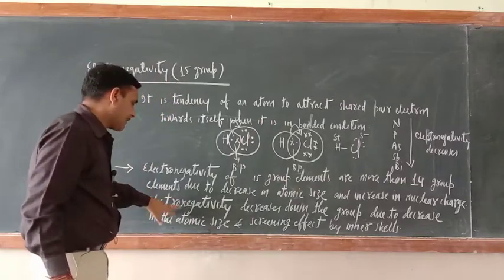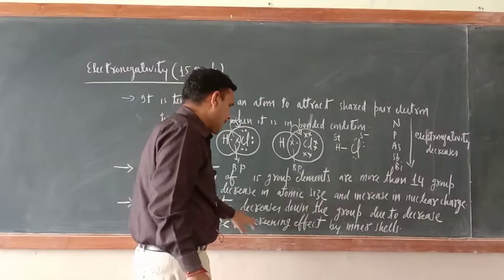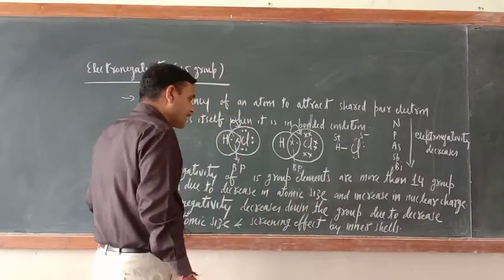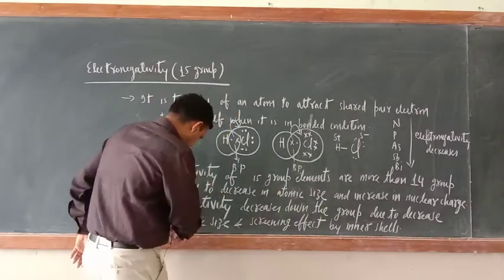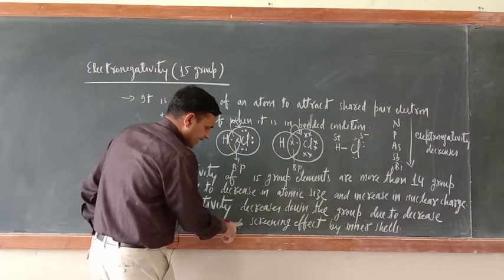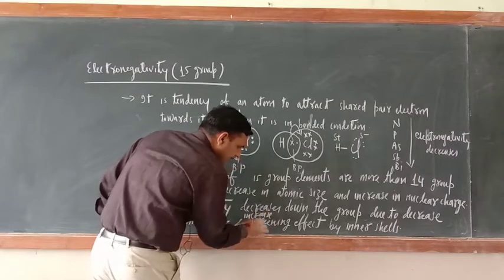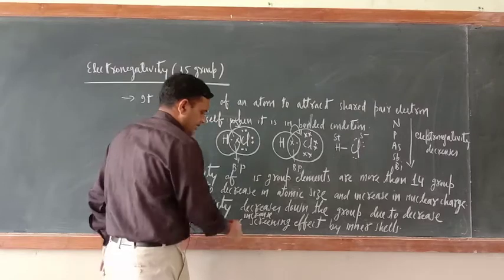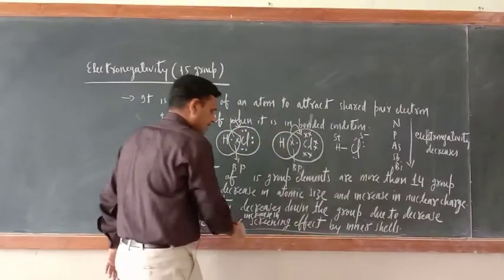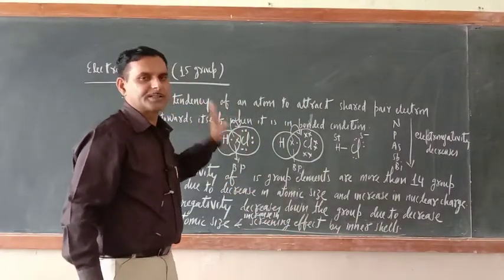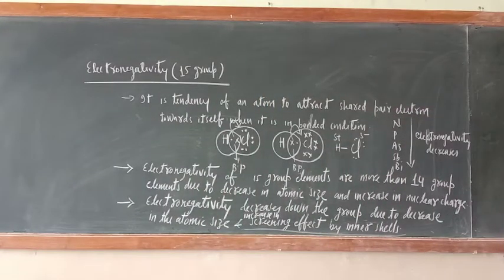So these things are written here. Electronegativity decreases down the group due to the increase in the atomic size and the increase in the screening effect by inner shells. That is why electronegativity decreases down the group. In this way, the electronegativity discussion is over. Now we'll teach you the next property.